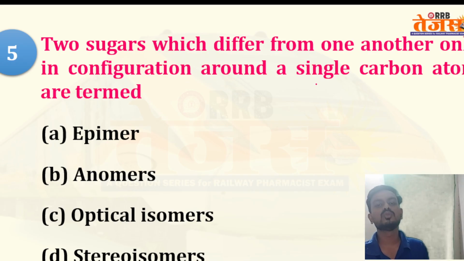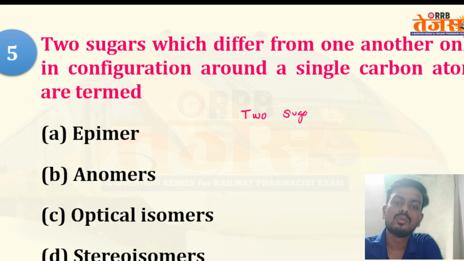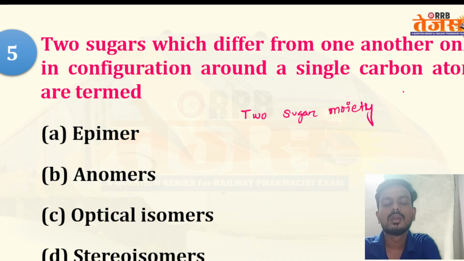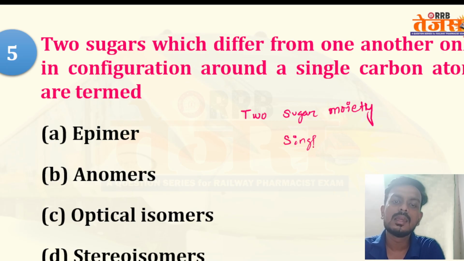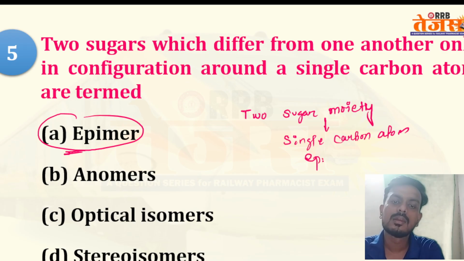Next question is: two sugars which differ from one another. When two sugar moieties differ from each other in a single carbon atom, we call it an epimer. What do we call it? Epimers. Okay, what is the question asking basically?